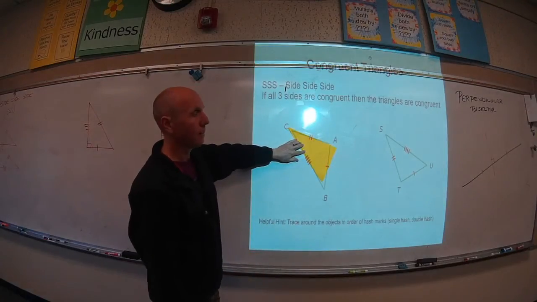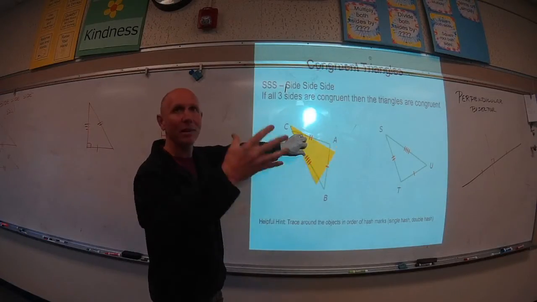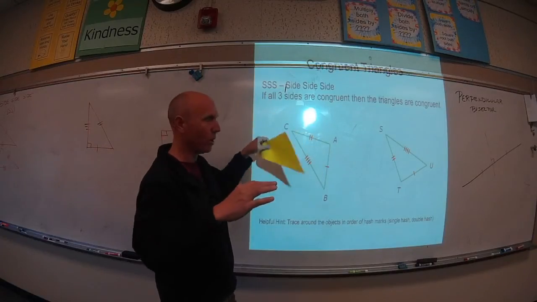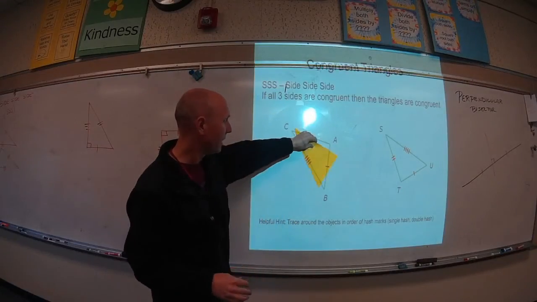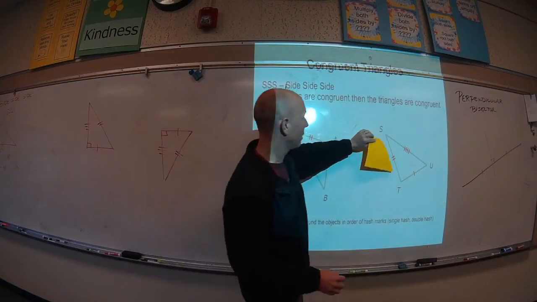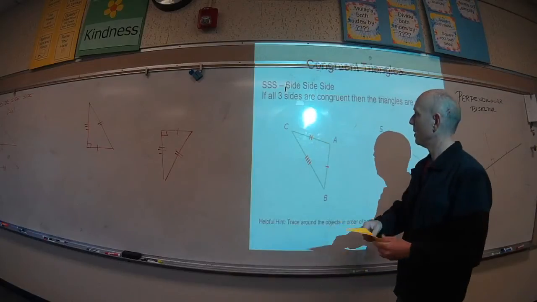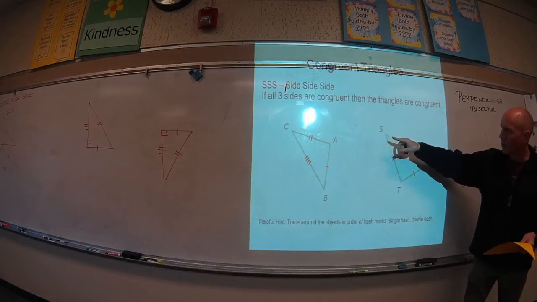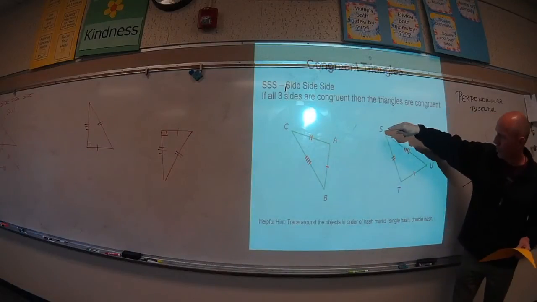If you look at yours, does yours look better? Yeah. It's just my projector doesn't project it perfectly. It either stretches it in one direction or the other a little bit. But it works with a rotation. So sides CA and AB are the same. Wait, no, CA is congruent to ST.